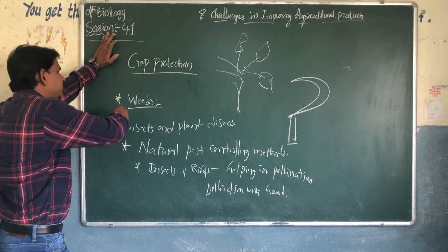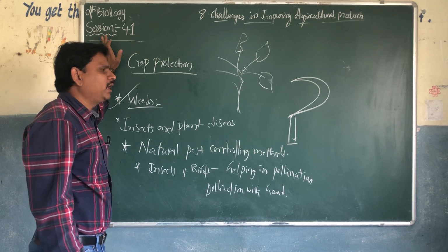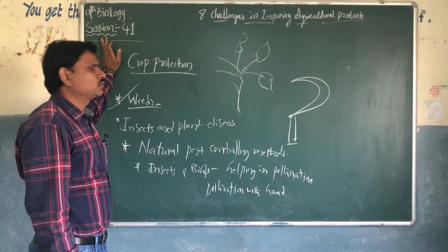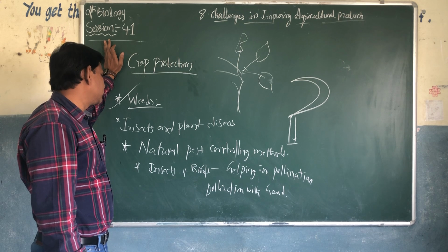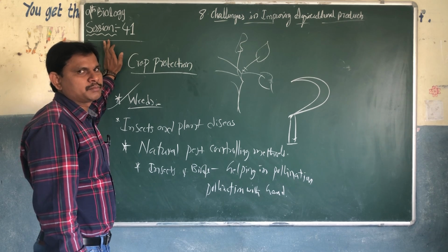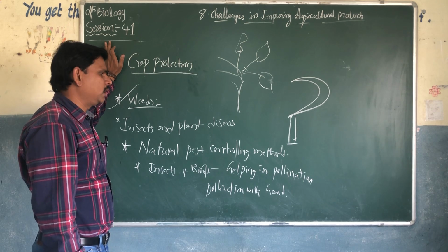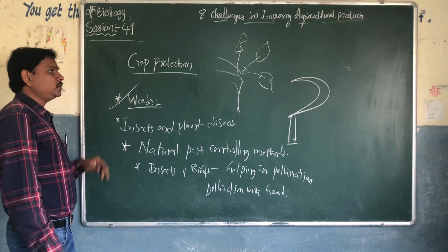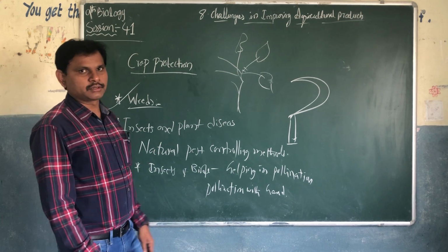Today's homework: you have to write about crop protection, that is, what is weeding. What is weeding? Which instrument is used by farmers to remove the unwanted plants from the crops? Next one is, what are natural pest controlling methods? How the insects and the birds are helping in pollination. You have to write a few points about this. Today's homework: weeding, insects and pollination, as natural pest controlling methods. Okay? Thank you, students.